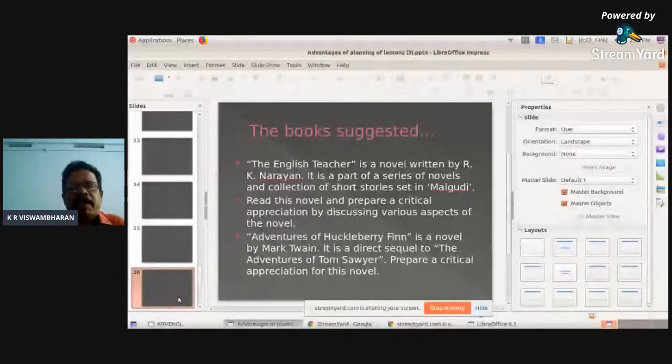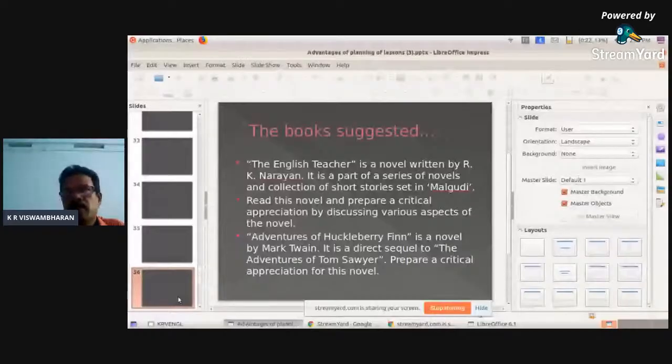The English Teacher is a novel written by R.K. Narayan. It is a part of a series of novels and a collection of short stories set in Malgudi. Read this novel and prepare a critical appreciation by discussing various aspects of the novel. This is the suggested activity. Two activities are suggested in your curriculum. One is My Story by Kamala Das, and the other is The English Teacher, a novel written by R.K. Narayan, part of a series of novels and short stories set in Malgudi.